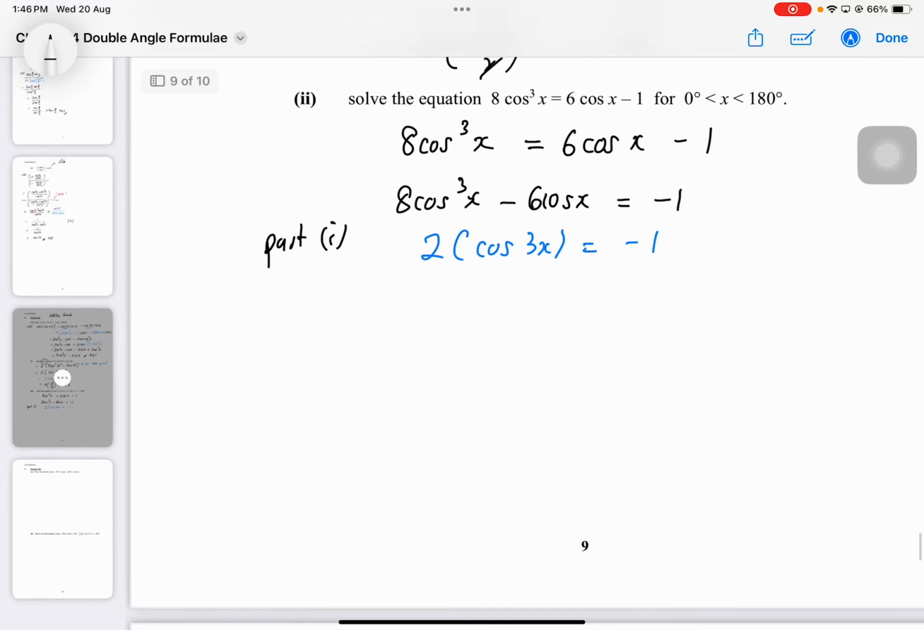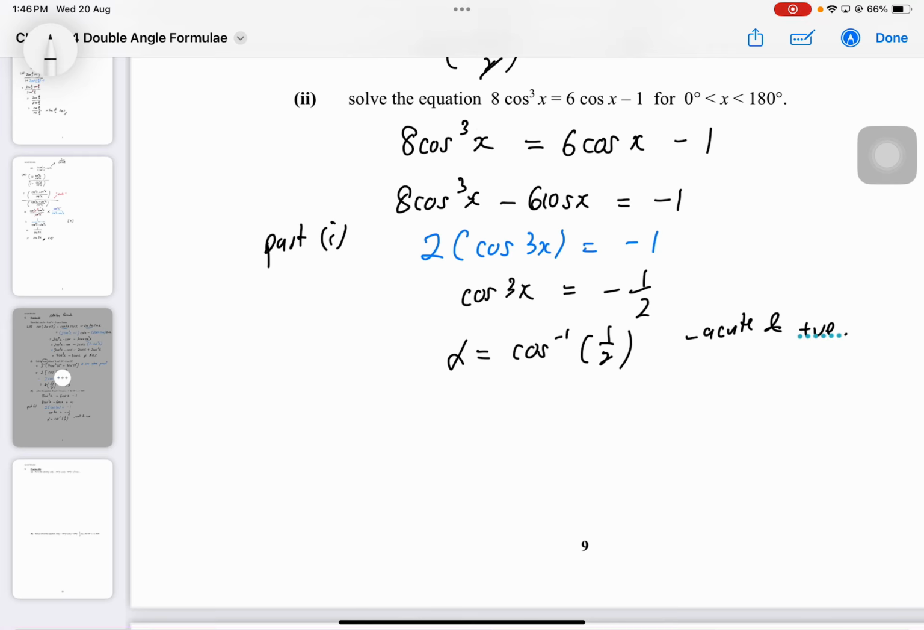Okay, so this one I can make cosine 3x the subject, is minus half. Okay, so same thing, solve it. Find your alpha. Cosine inverse half. Okay, take note that cosine or basic angle has to be acute and positive.